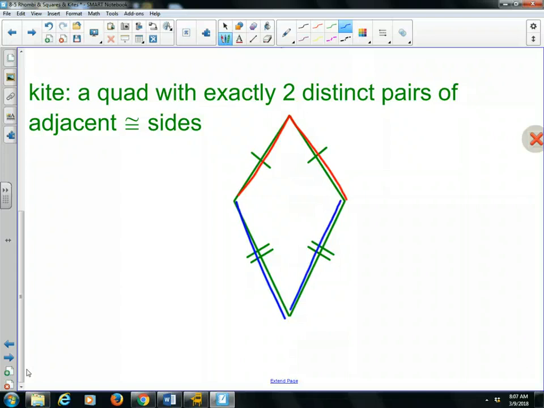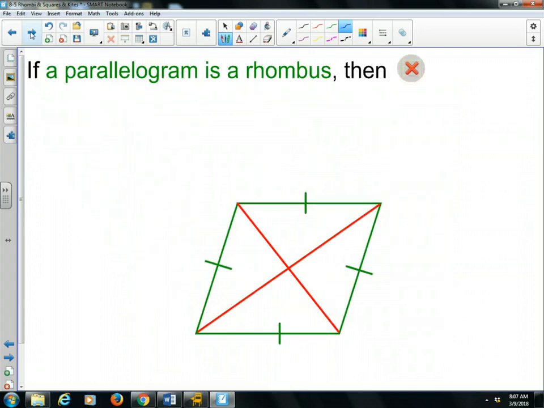If you remember flying a kite when you were a little kid, it probably looked something like this, where these 2 were maybe a little bit shorter, and then these 2 were a little bit longer, but they're congruent. So there's our kite. Okay. So now we're going to be talking about more properties about these 3 shapes.